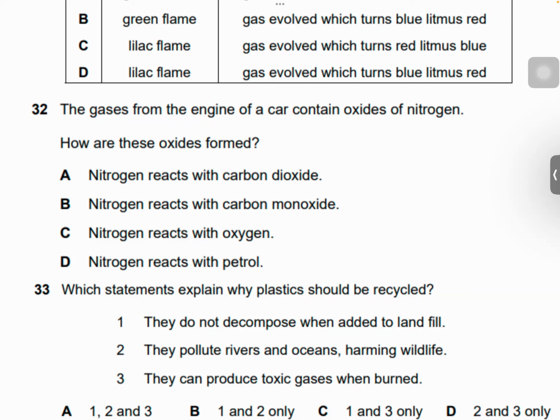So what is the correct answer? They are saying the gases from the engine of a car contain oxides of nitrogen, like NO and NO2. How are these oxides formed? Basically, nitrogen is going to react with oxygen. So they are going to produce NO and NO2. So C is your answer.